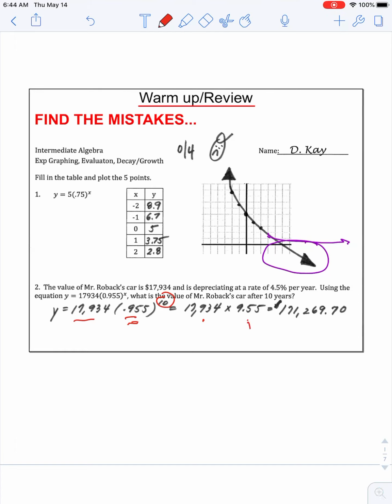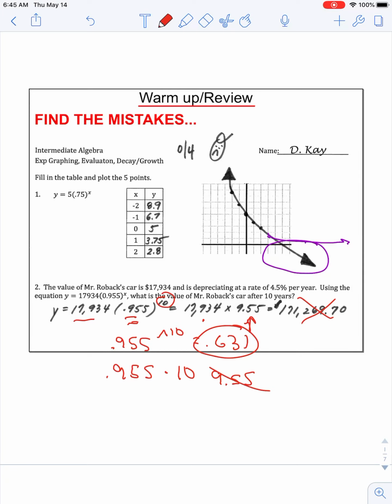But what happened here, okay, is that they took 0.955 and they didn't raise it to the 10th power. They took 0.955 and they multiplied it by 10. And that's how you get 9.55, which is incorrect. What you should have there is actually equal to 0.631. So that's what should go in there, not that. And so then of course it changes your answer.